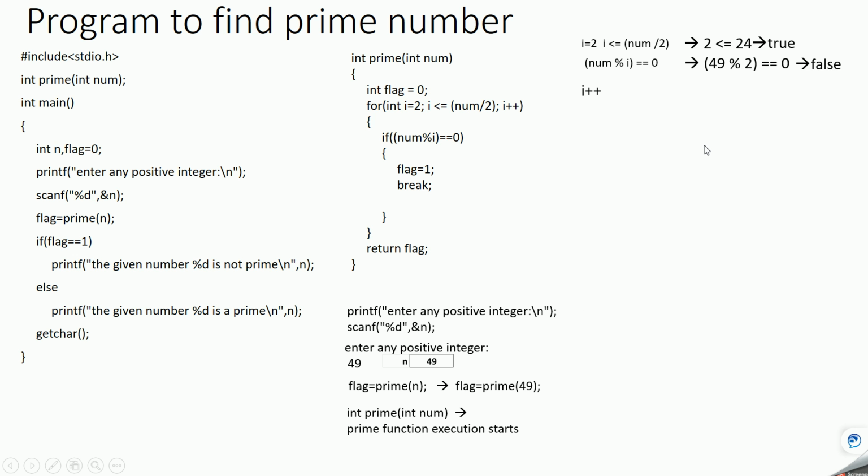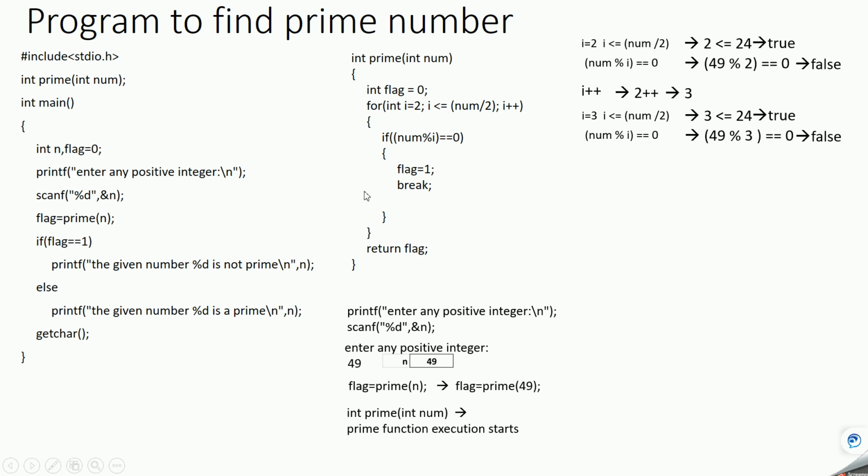Now the value of i will get incremented and it will become 3 because initially the value of i was 2. Now again this condition will be checked and in this case also the condition is true because i value is 3 and 3 is less than 24. Yes, it is true. So again control will come here and again this remainder will get calculated, and in this case also the remainder will be 1, so 1 equal to 0 is false.